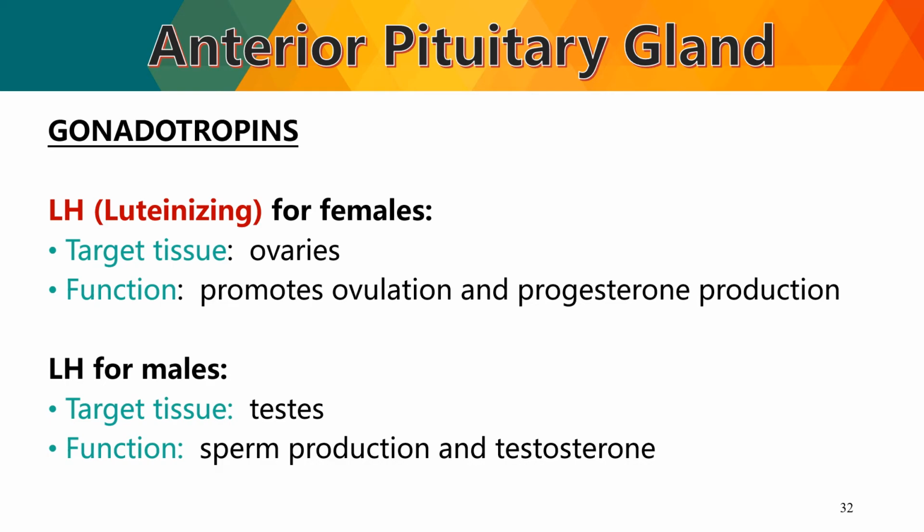So the target tissue is your ovaries. It promotes ovulation and progesterone production. And for the males naman, ang tina-target ng luteinizing hormone is the testes for the sperm production and testosterone.